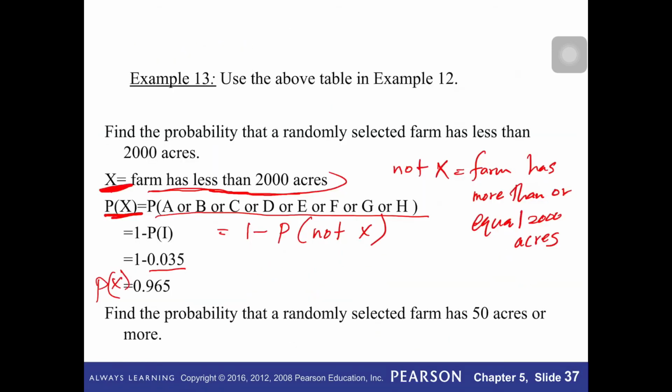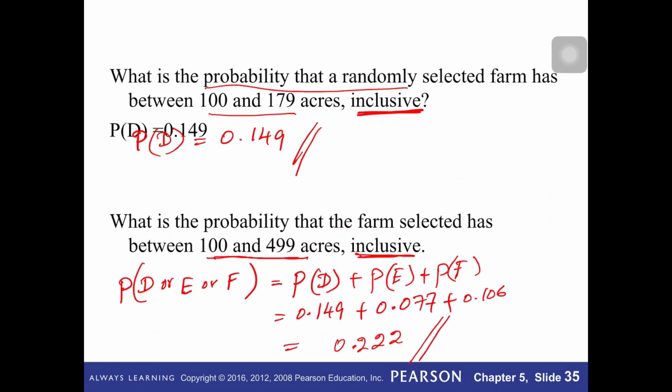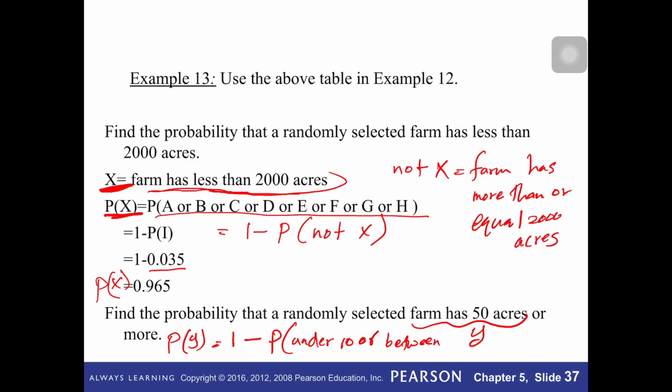That's the easiest way. So you have to first define what is this event. Farm has 50 acres or more, let's say capital Y. So probability of capital Y equals 1 minus probability of under 10 or between 10 and 49, right? I don't remember the value. When you get these values, easily you can find the probability of Y. Y is the farm has 50 acres or more.